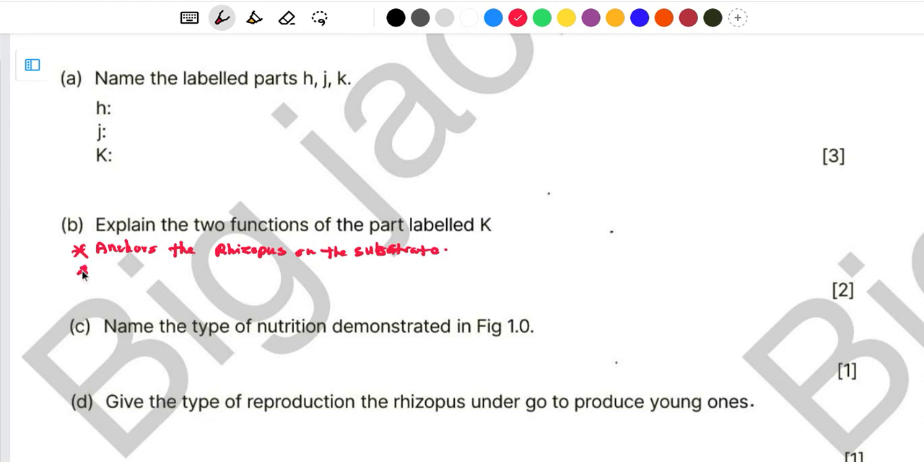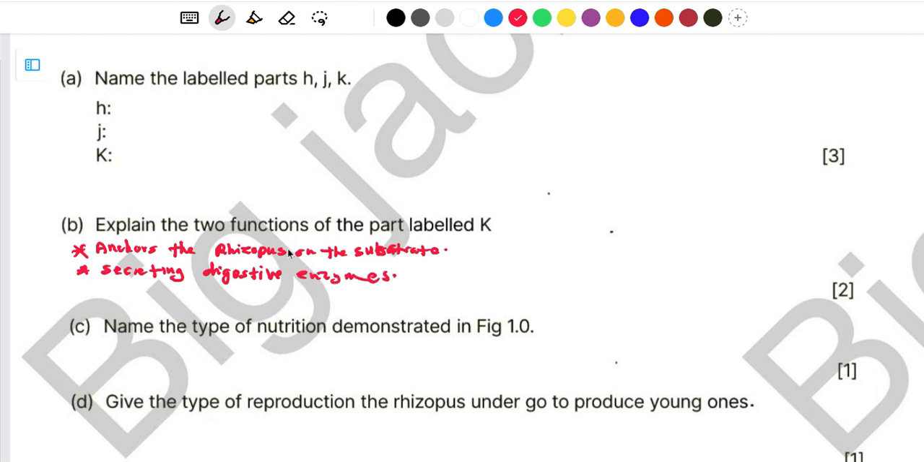Apart from that one, secreting digestive enzymes. So these digestive enzymes are going to digest starch into maltose, which is going to be absorbed by the Rhizopus. Okay.